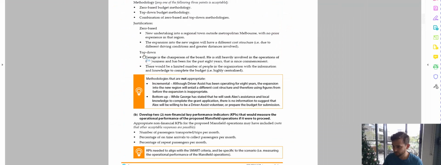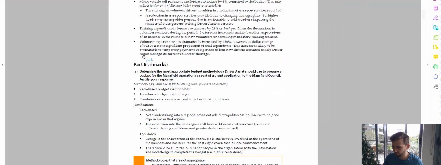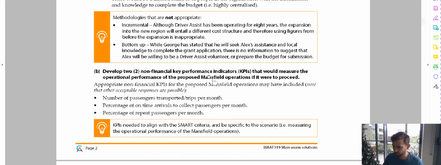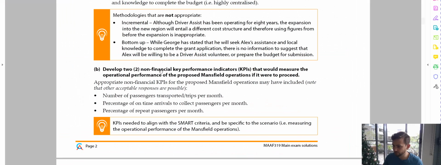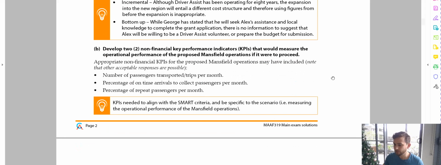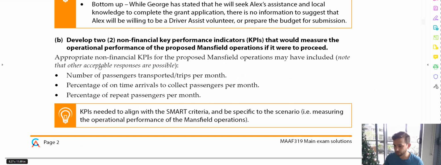Part B. Okay, so let's have a look here. Develop two non-financial, so it doesn't have numbers in it, it's more like qualitative and operational KPIs that would measure the operational performance of the proposed Manforce operations. Okay, obviously you haven't read the question, but that's okay. We can still analyze these KPIs.